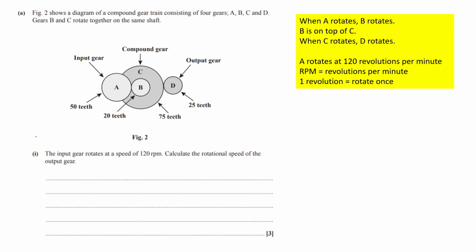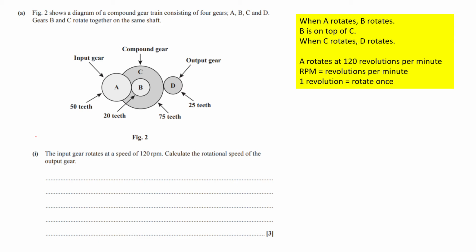Right, let's have a look at this question. This could be an exam question. Figure 2 shows a diagram of a compound gear train consisting of 4 gears A, B, C, and D. Gears B and C rotate together on the same shaft. So, if you look at the yellow box, it says when A rotates, B rotates. B is on top of C. When C rotates, D rotates.